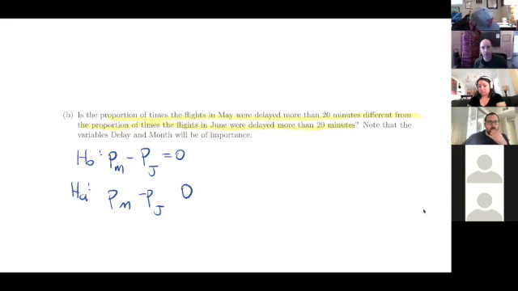And over here for the alternative, what inequalities should we have based on this test? It just says delayed more than 20 minutes for each, and they're just different from each month. So it'd just be not equal again? That's right. Yeah, there's a lot of words going on here. That's right.